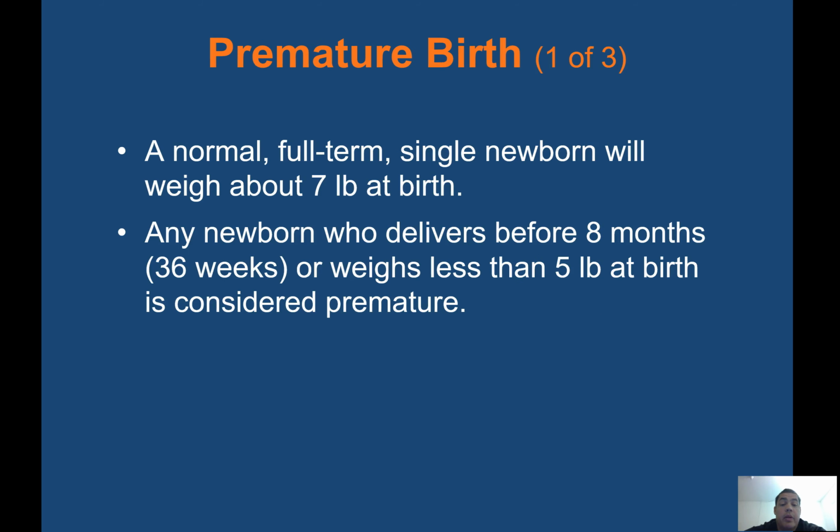So, premature birth. A normal full-term single newborn will weigh about 7 pounds at birth. Any newborn who delivers before 8 months or 36 weeks, or weighs less than 5 pounds at birth, is considered premature. So remember those two: 8 months and less than 5 pounds are going to be considered premature, or less than 36 weeks.